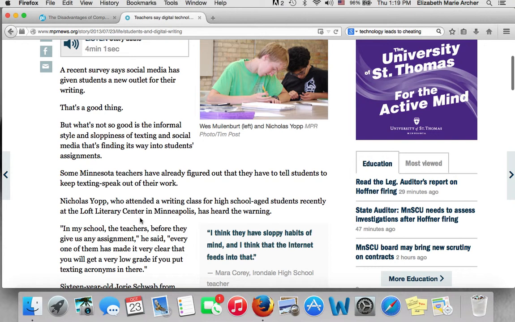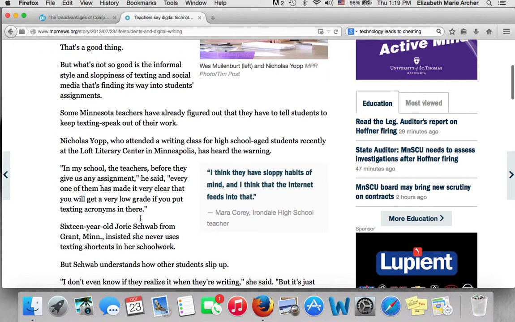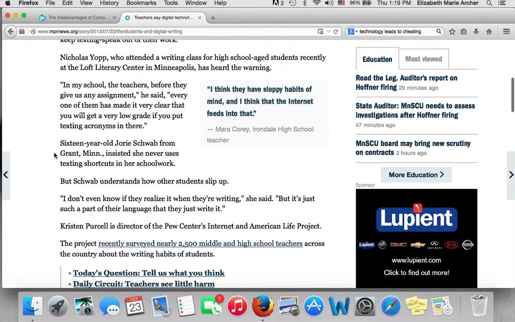Figured out that they have to tell students to keep text. I mean, is that so hard to do? That they have to tell students to keep it out? I guess you shouldn't have to, but I mean, you shouldn't have to tell kids to wash their hands when they come out of the classroom bathroom, but you still need to do that too.